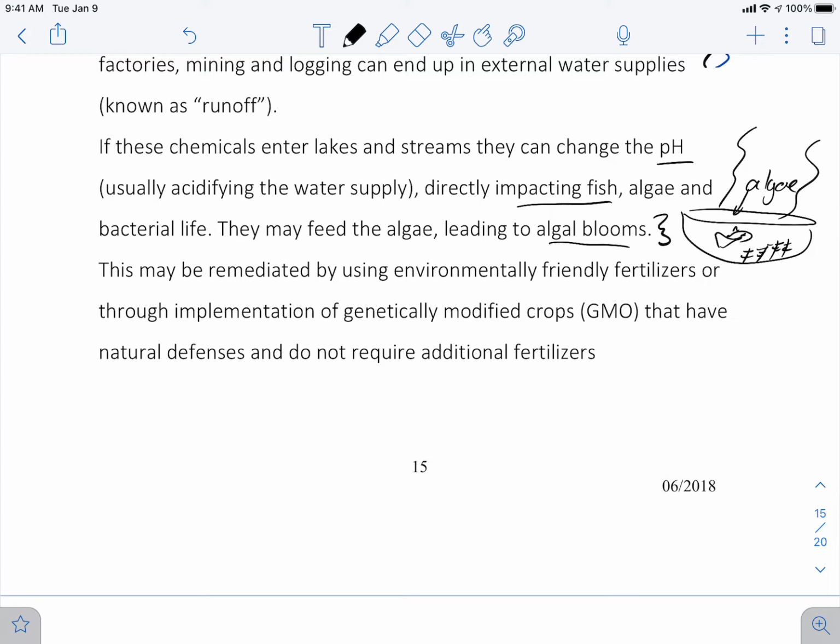This may be remediated by using environmentally friendly fertilizers or through the implementation of genetic modification, so that the plants that you're growing don't require fertilizers as much or don't require pesticides. So that's one of the advantages of GMOs, and I don't want to scare you with the idea of GMOs.